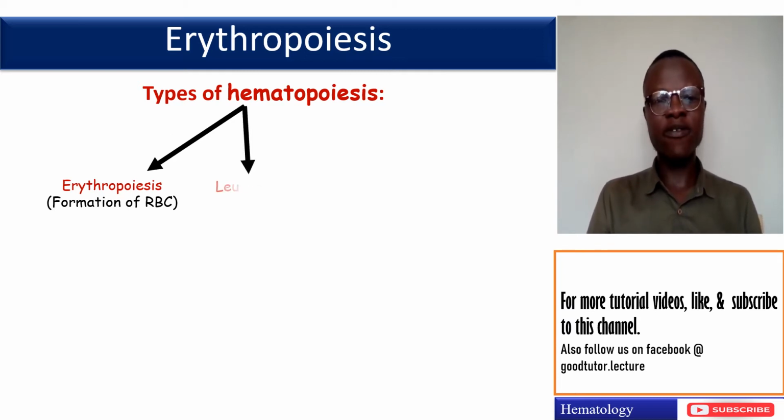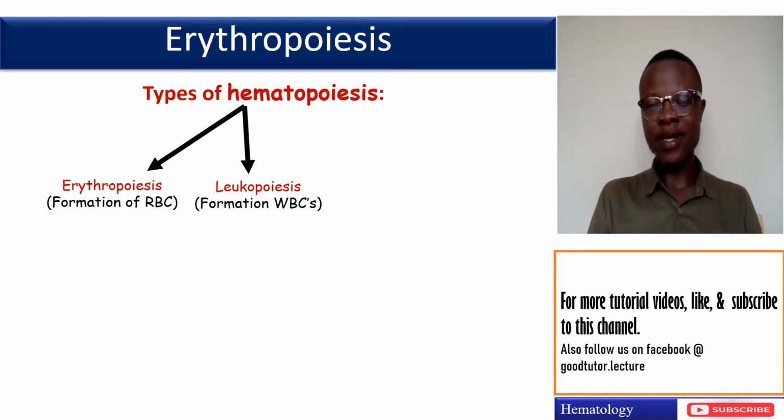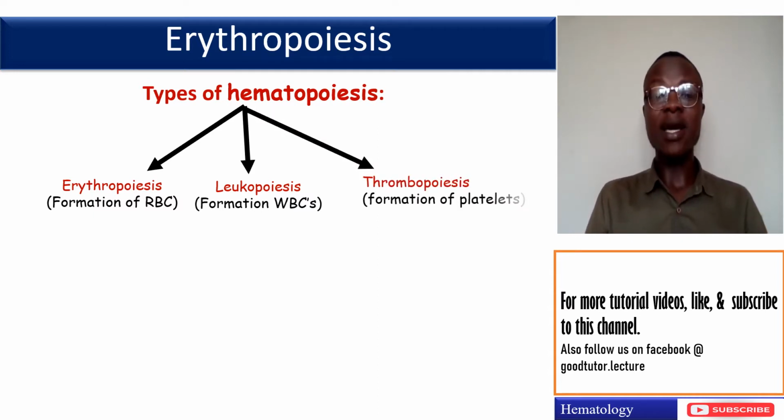Next, we have leukopoiesis, and leukopoiesis is the formation of the white blood cells. And lastly, we have thrombopoiesis, which has to do with the formation of platelets or thrombocytes. Those are the subtypes of hematopoiesis.